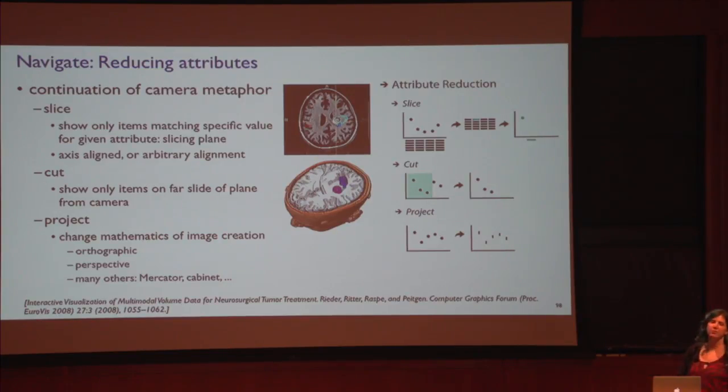Cut is basically a version of slicing where you're saying, don't just give me that slice. I want to actually keep everything on the other side of that slice, but throw away everything between that slice and the camera viewpoint. So that would be as in this example here.